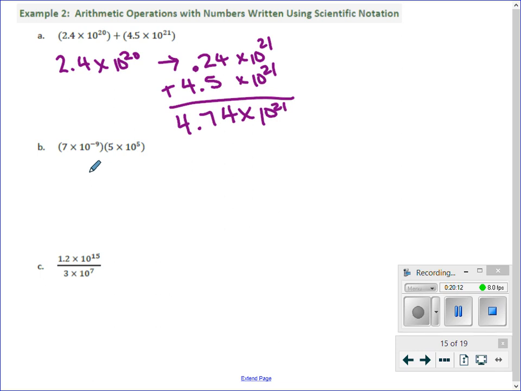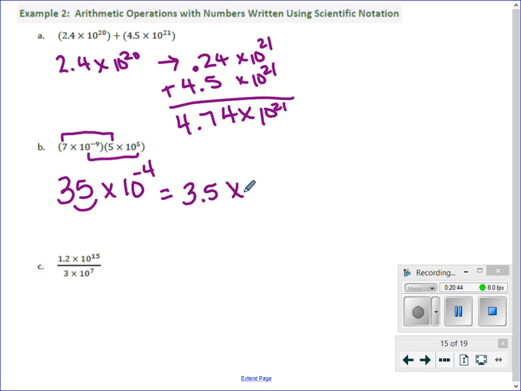Multiplication, you do not have to worry about the exponents being the same. What you do is multiply your two numbers and multiply your two powers of 10. When you multiply your powers of 10, you add. So 7 times 5 is 35, and then negative 9 plus 5 is 10 to the minus 4. We add those powers. Now, they want it written in scientific notation, so I need to move the decimal left, so it's 3.5, and when I move the decimal left one, I add 1. Negative 4 plus 1 is negative 3.